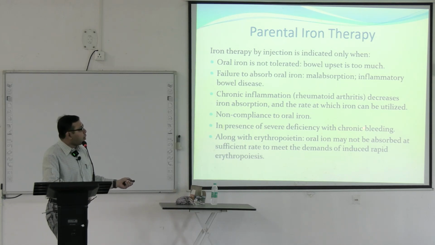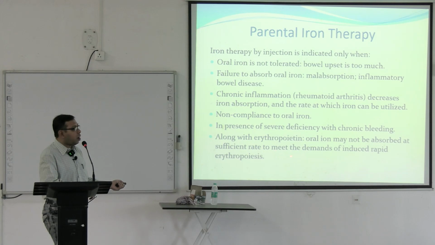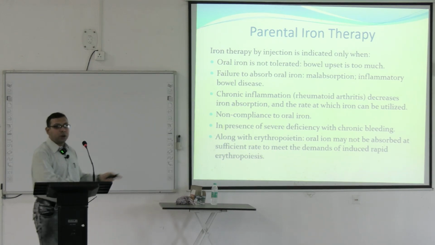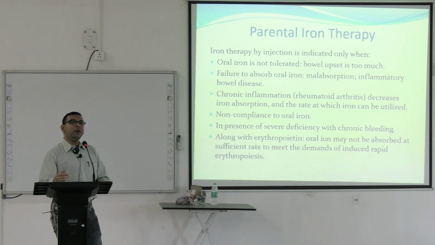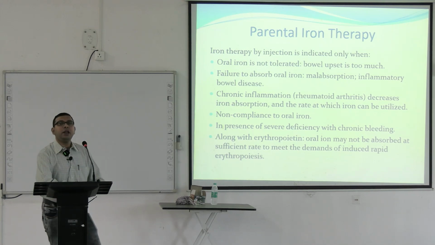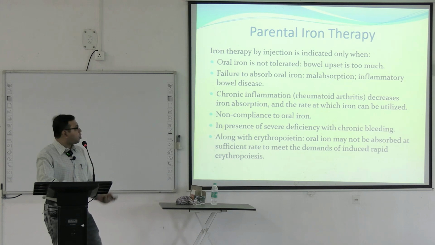In presence of severe deficiency with chronic bleeding, like chronic hemorrhoids or chronic peptic ulcer, in those cases, along with erythropoietin, oral iron may not be absorbed at a sufficient rate to meet the demands of the induced rapid erythropoiesis. Erythropoietin will come later. It is usually needed when there is anemia in chronic kidney disease. From the kidney the erythropoietin is released, and this erythropoietin is needed for erythropoiesis. So when we are using erythropoietin, there will be brisk hematopoiesis, and ultimately it also needs iron. So we have to give parenteral iron.